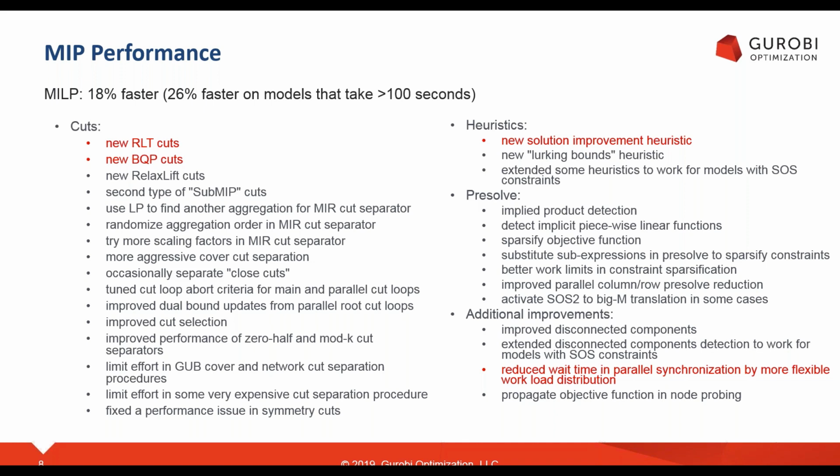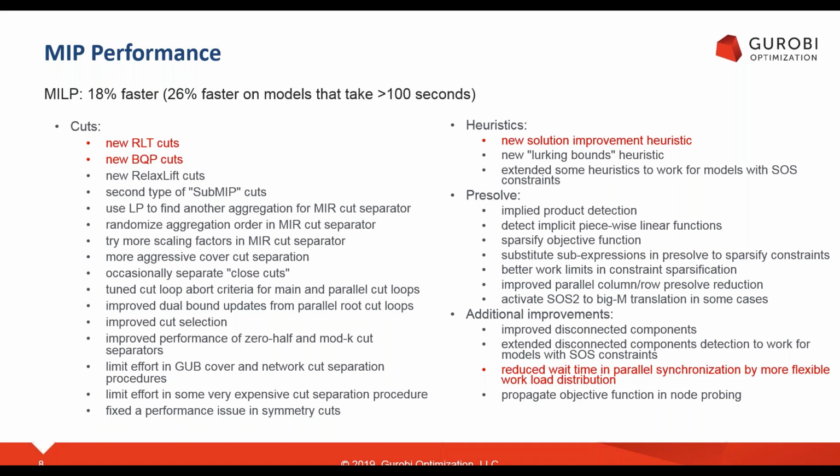Then I want to point out that we have reduced the wait time and parallel synchronization by being more flexible with the workload distribution. That means that each thread does not need to wait so long anymore in order to find useful work to do. As I said, our machines only have 4 cores. So if you have a machine with a larger number of cores, then probably the speed up that you will see against earlier Gurobi versions is a little bit better than this, at least if you are solving models that have large trees where the synchronization is essential.